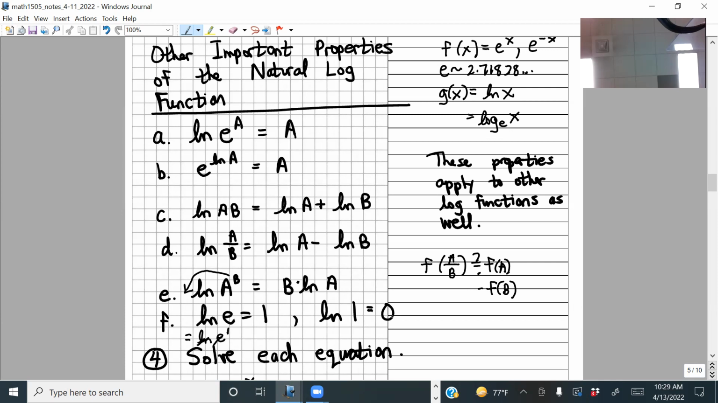The natural log of 1 is going to turn out to be 0. Let me show you why that's the case. Because you can write 1 as e to the 0th power. Remember when you take any number and raise it to the 0th power, what do you get? 1, right? The only exception is, what's the exception here? What number can you not raise to the 0th power?